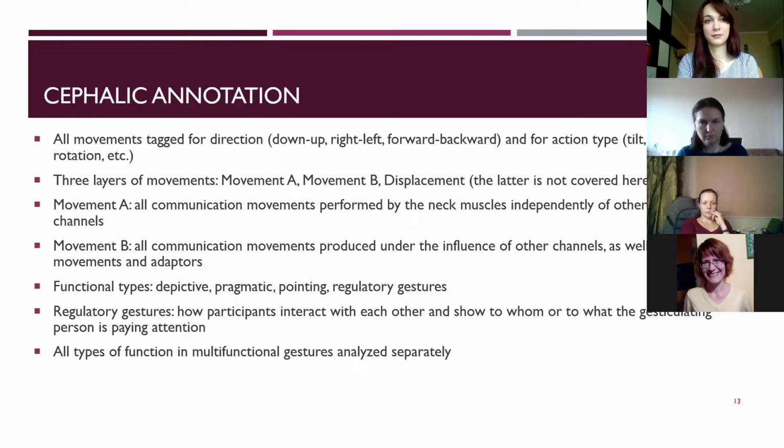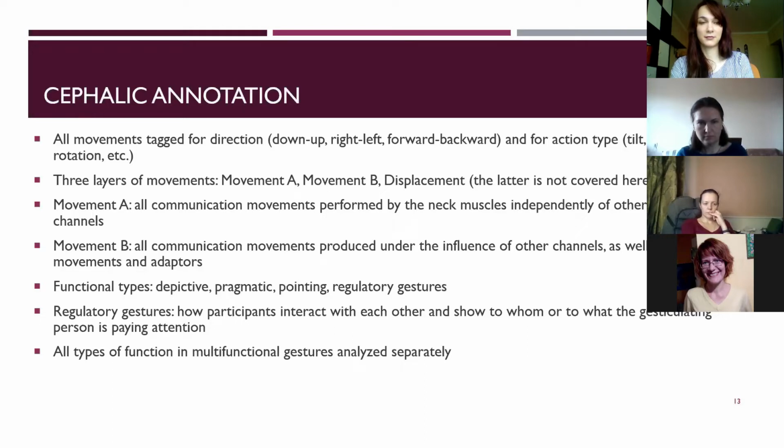According to this tagging, we have decided that probably there are different types of movements, and we name them according to the movement of the head itself. So that's why there are movements A, movements B, and displacements which we do not consider in this research. The movement A type means that the head moves by the help of the neck muscles, independently of other kinetic channels. Whereas movement B type movements are those which are produced under the influence of other channels, for example, the echo movements or the adapters from the other channels of kinetic nature.